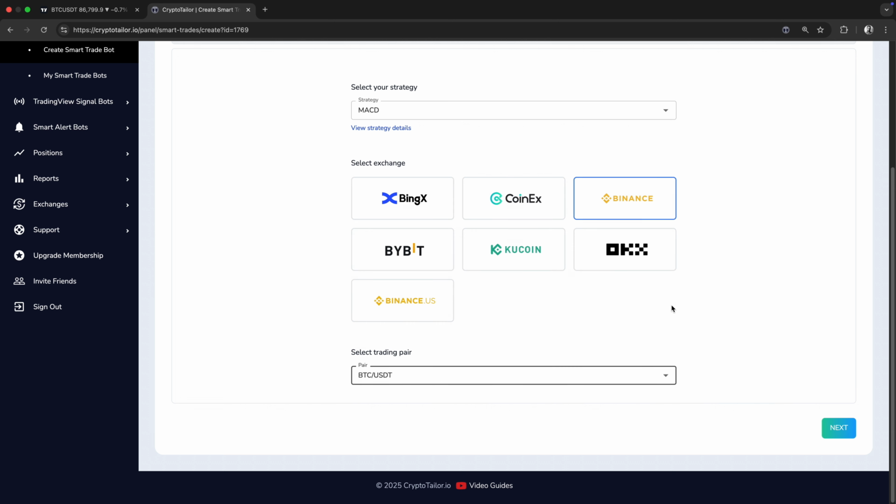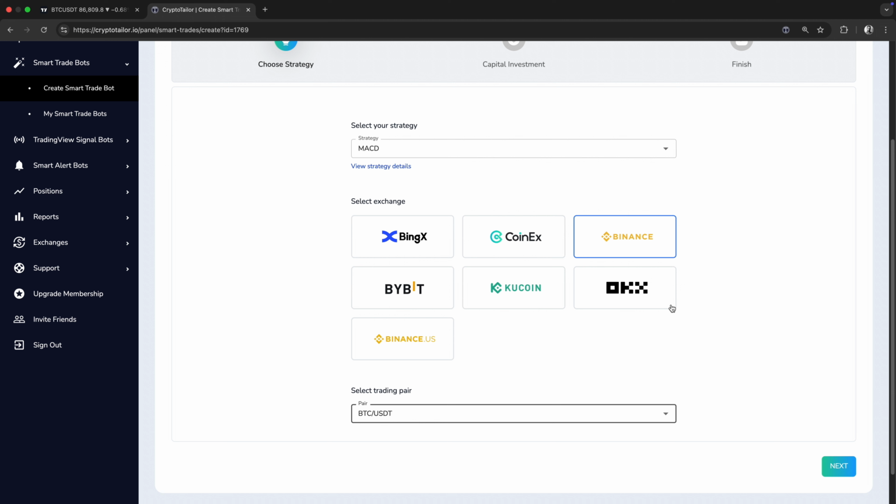Selecting the exchange at this stage is crucial because, in demo mode, the platform tracks real-time price movements from your chosen exchange, allowing trades to be simulated under authentic market conditions. This helps ensure your strategy is thoroughly and accurately tested before going live.